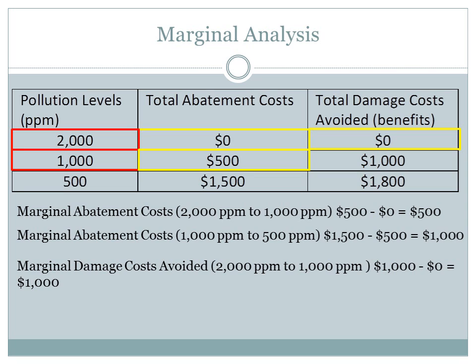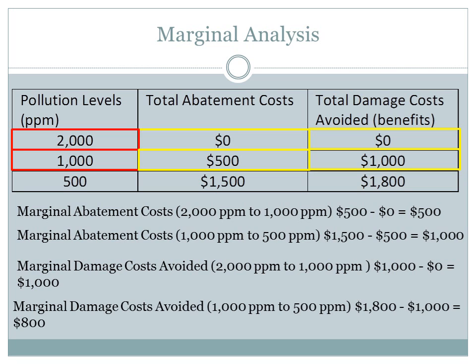So now, again, assuming we want to reduce pollution levels from 1,000 parts per million down to 500 parts per million, here the marginal damage costs avoided would be $1,800 minus $1,000, for a marginal damage cost avoided of $800. So this simple mathematical example shows us how we can derive marginal values from total values, and students will do this as part of this assignment.